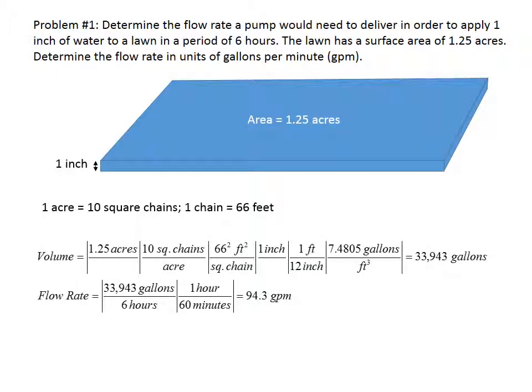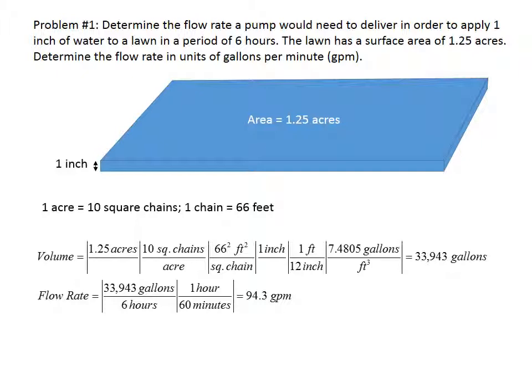So we take our volume, which will be 1.25 acres, and multiply that by 10 square chains per acre, and there is 66 feet squared per square chain. The thickness is 1 inch, and we'll divide that by 12 inches per foot, and also noting that there's 7.4805 gallons per cubic foot, we determine that this lawn would require 33,943 gallons of water in order to cover it 1 inch thick.